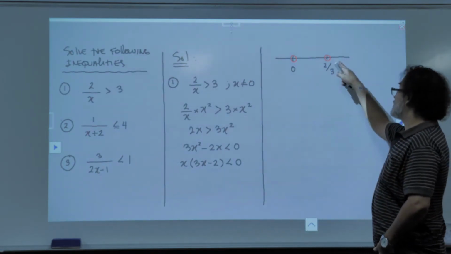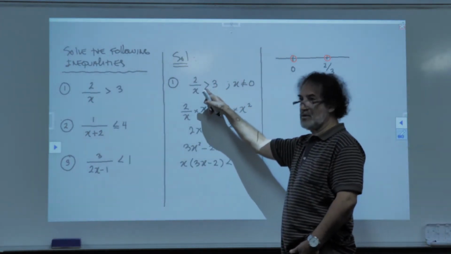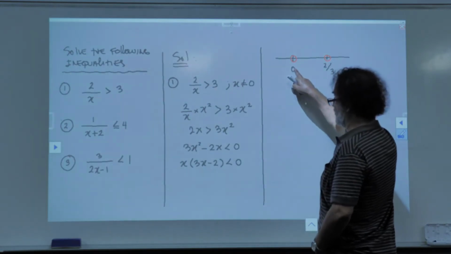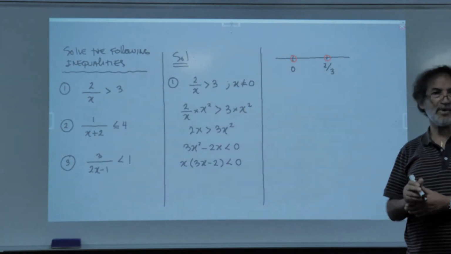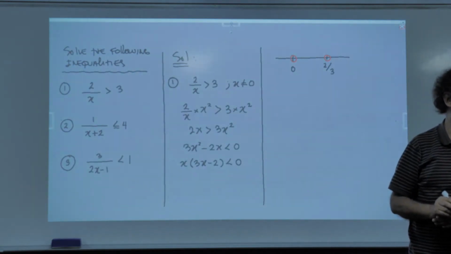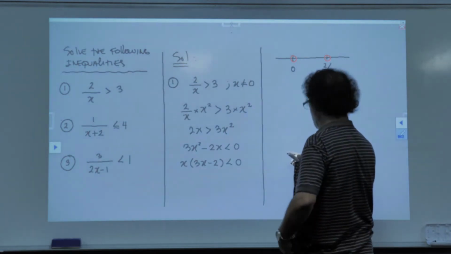So we are excluding two-thirds because in here we have to have greater than 3, and we are excluding 0 because we cannot divide by 0. Is that clear? Yes. We're going to see what the answer is.